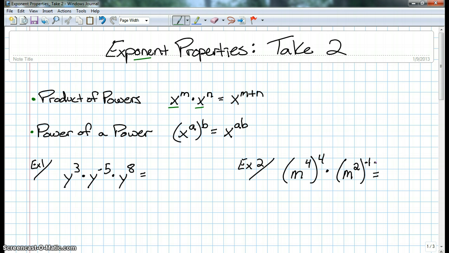Alright, hopefully you paused it and were able to work these out. The answer for example 1 ends up being y to the sixth power. When we add all the exponents here, we're left with a power of 6. And the final solution for example 2, when simplified, becomes m to the 14th. And actually with example 2, you're using power of a power first, then product of powers.